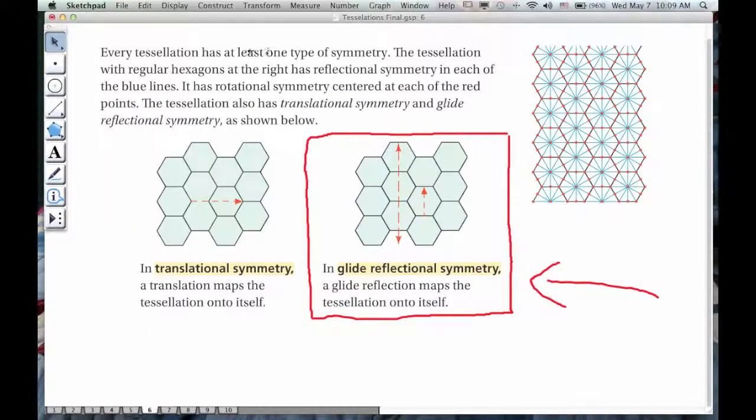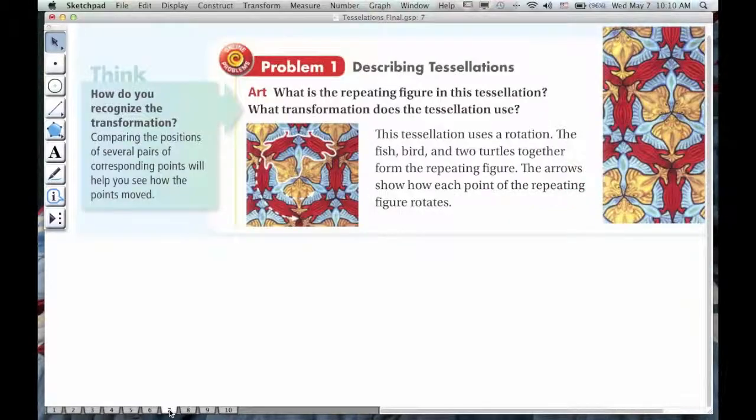Okay, here we go. Every tessellation has at least one type of symmetry. The one we're going to focus on is this one. In glide reflectional symmetry, a glide reflection maps the tessellation onto itself. So you see here the motion in the shapes as it maps itself out. That's going to be one that we'll focus on later on.